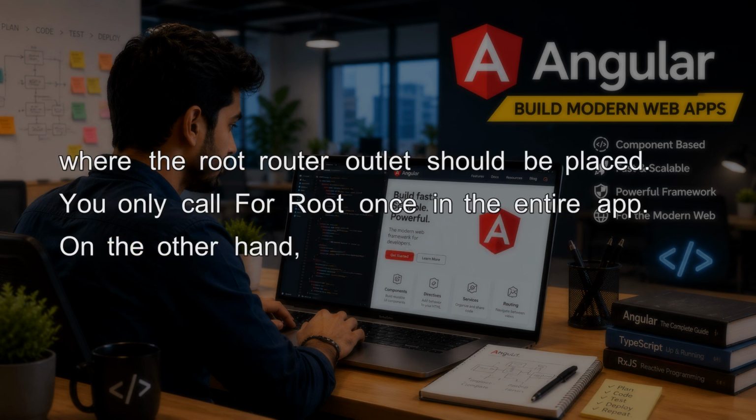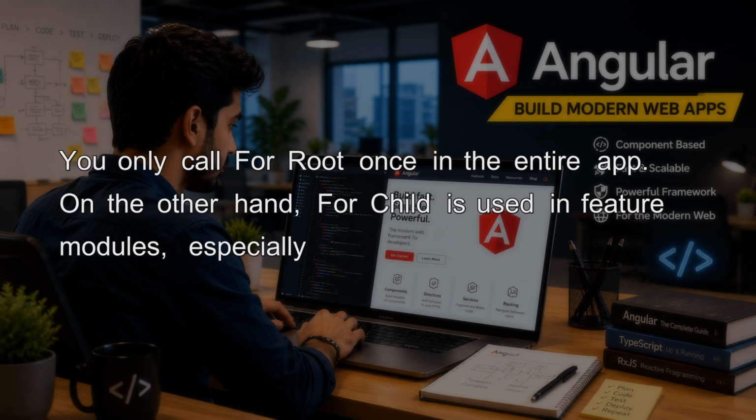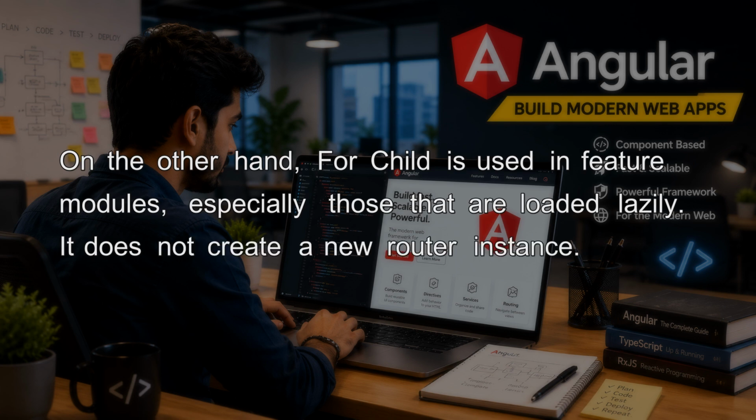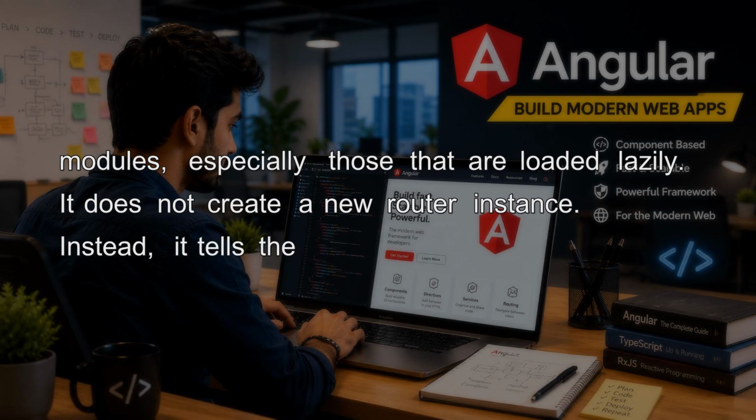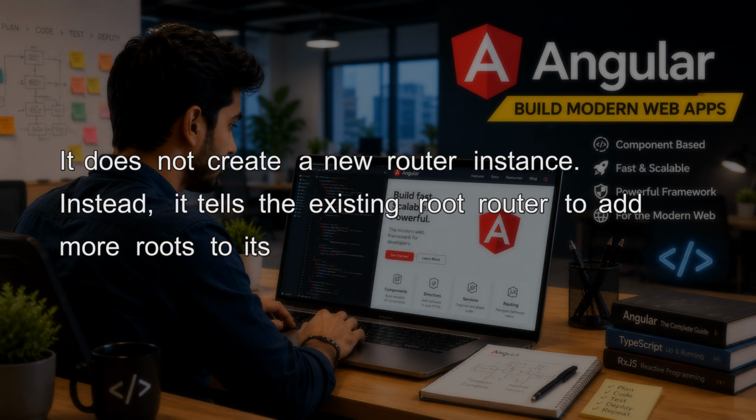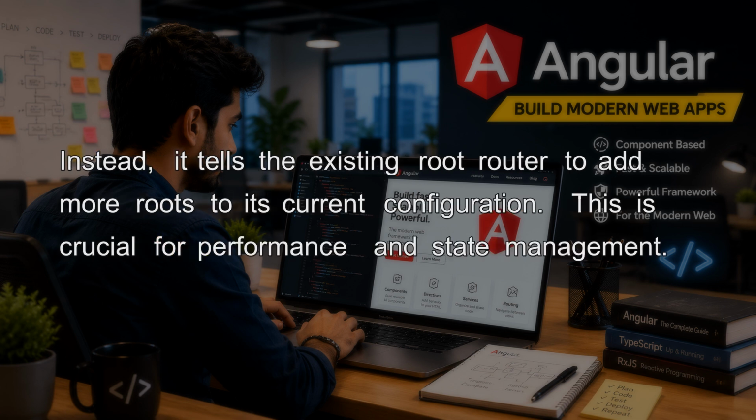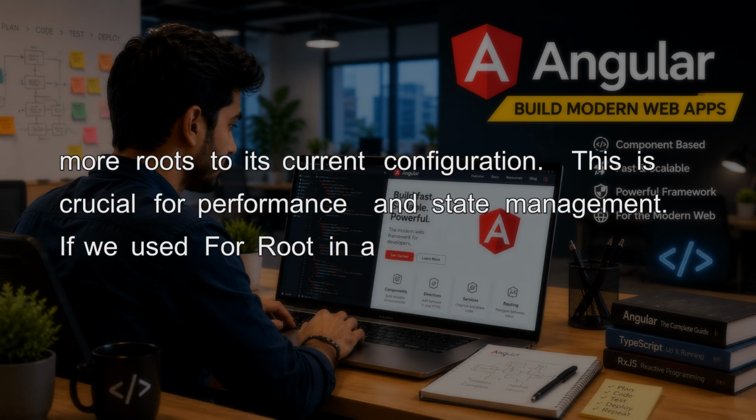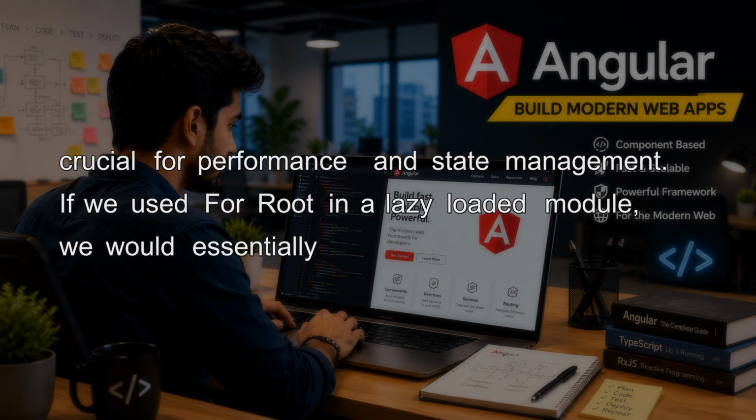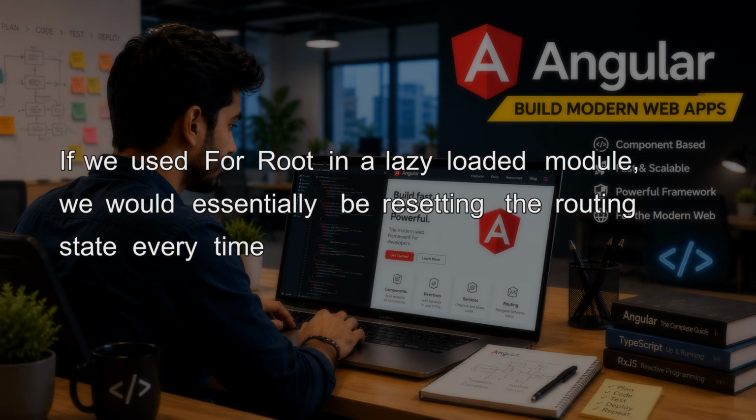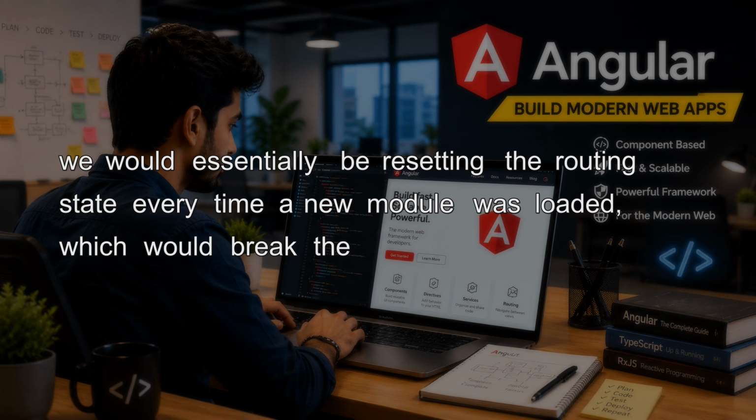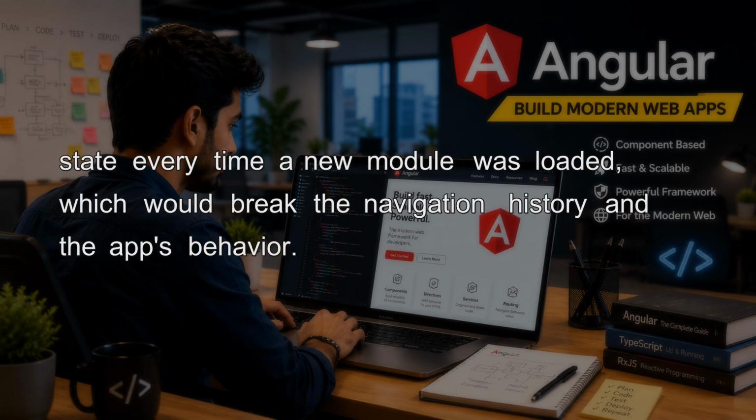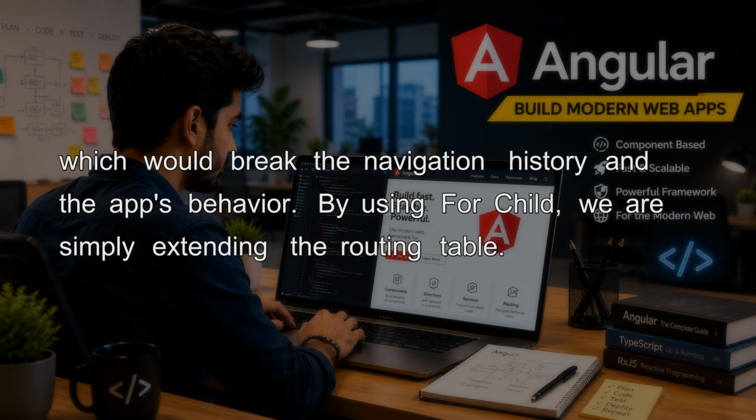On the other hand, forChild is used in feature modules, especially those that are loaded lazily. It does not create a new router instance. Instead, it tells the existing root router to add more routes to its current configuration. This is crucial for performance and state management. If we used forRoot in a lazy loaded module, we would essentially be resetting the routing state every time a new module was loaded, which would break the navigation history and the app's behavior. By using forChild, we are simply extending the routing table.